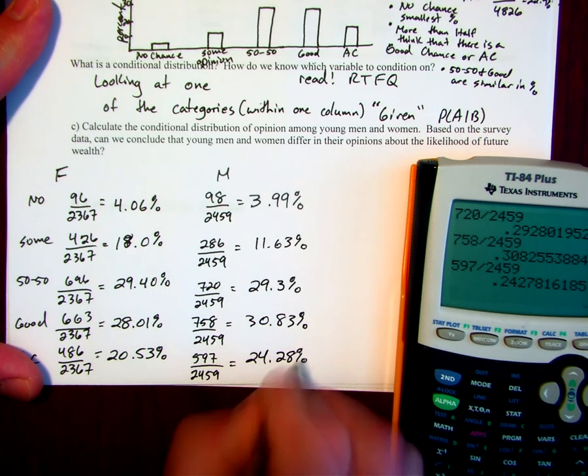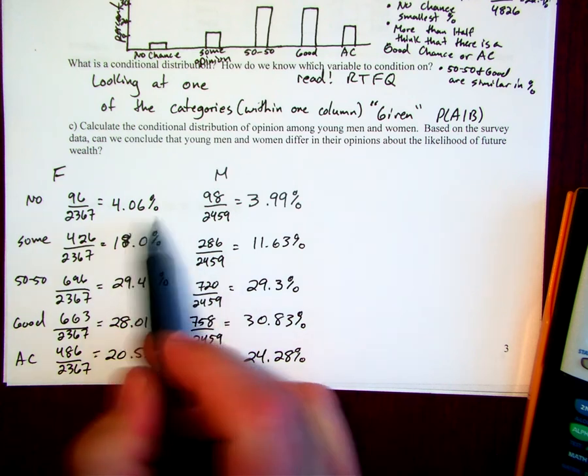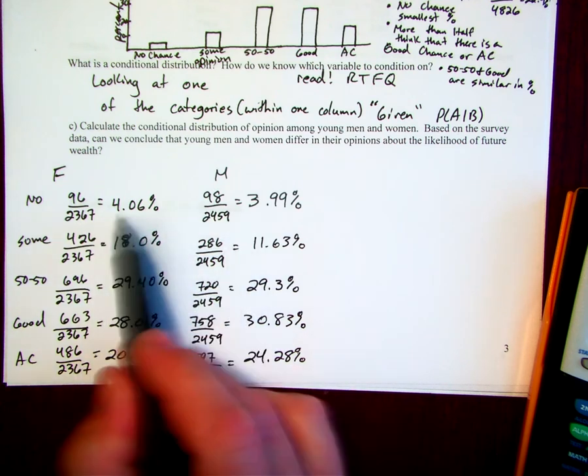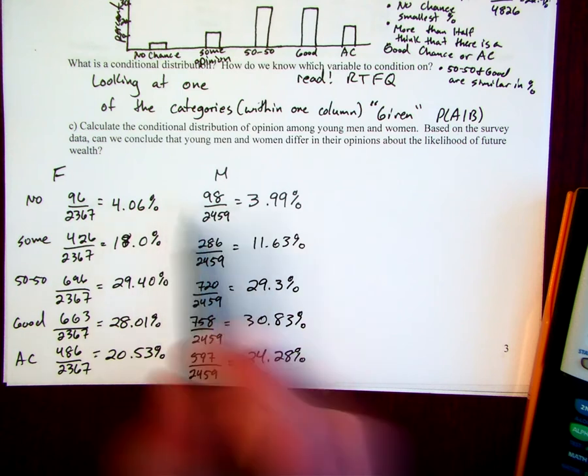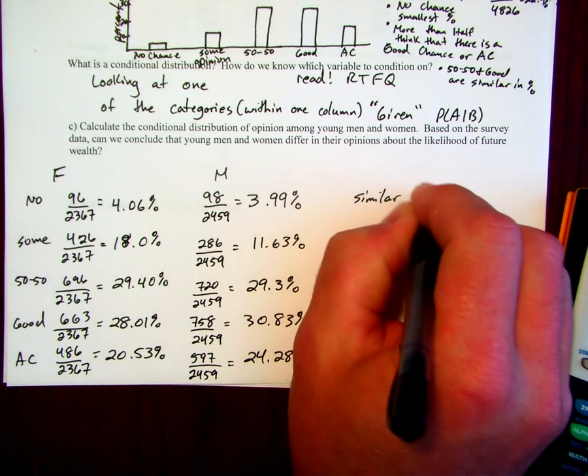There you go. Alright, so there's the conditional distributions of opinion among young men and women. Based on the survey data, can we conclude that young men and women differ in their opinions about the likelihoods of future wealth? Well, most definitely. You could say, according to the no chance, they are basically the same. You could go down in each category. These are similar when it comes to no chance.